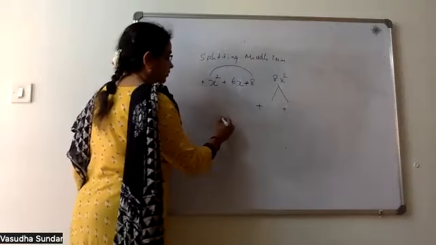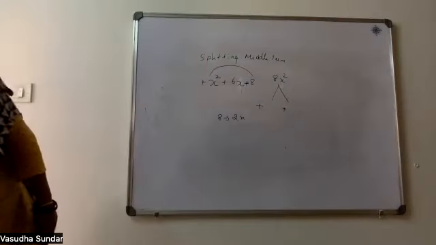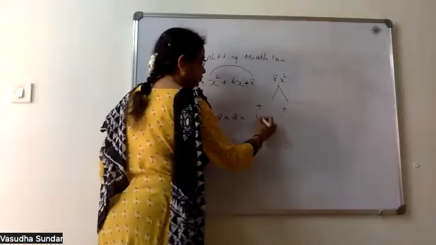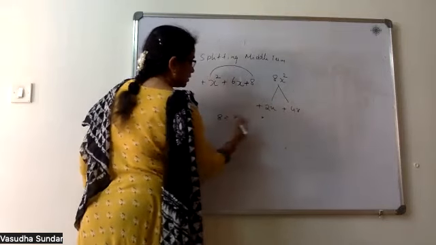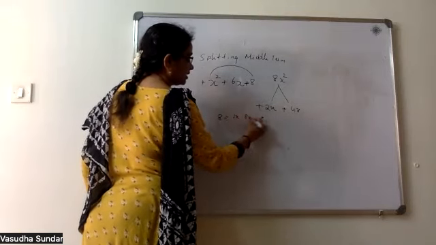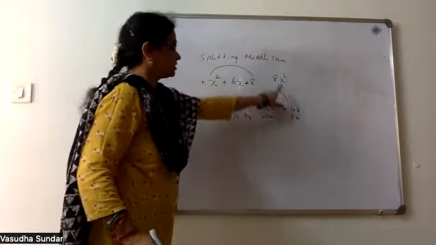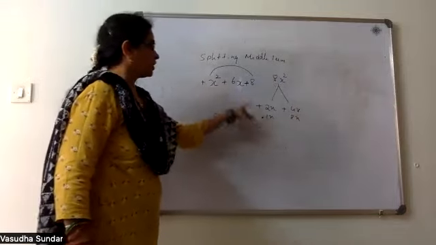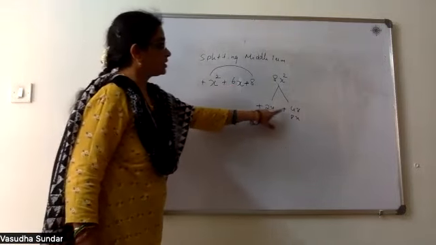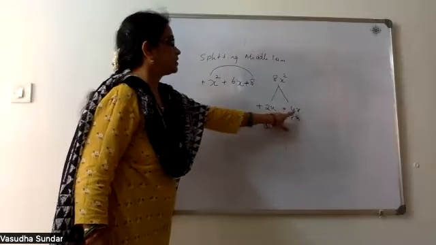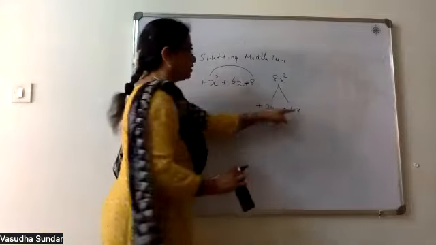For 8, what are the products? It can be 2x and 4x, right? Then what else can it be? 1x and 8x, correct? So 1x into 8x is 8x squared, but 8x plus 1x is 9x. I want 6x here. But here 2x into 4x is 8x squared, and 2x plus 4x is 6x. Is it clear? So these are my two factors.